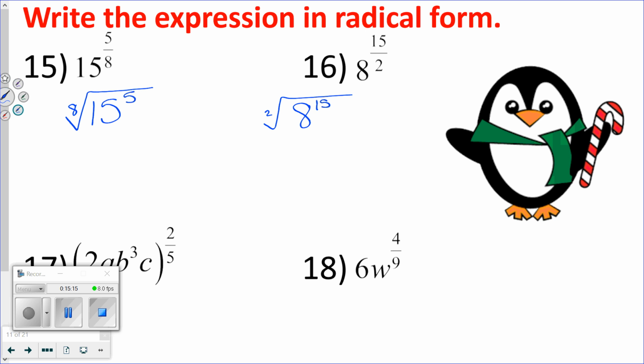But how many groups of 2 can you take? I have 15 8s. I could take 7 groups out, right? 8 to the 7th. And you'd have 1 left. Okay? And the square root of 8 we know is 2 radical 2. So I'm going to have 2 times whatever 8 to the 7th is. And I don't know if it's too big in your calculator or not.